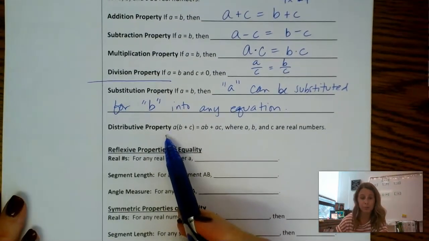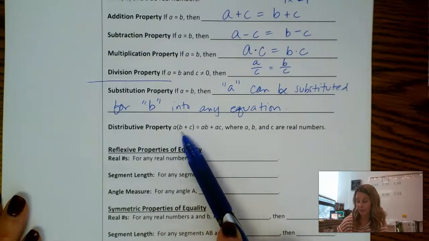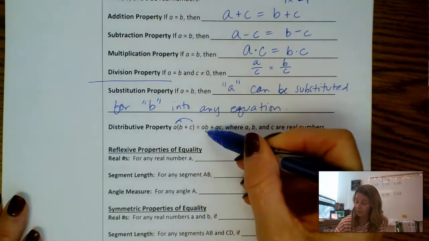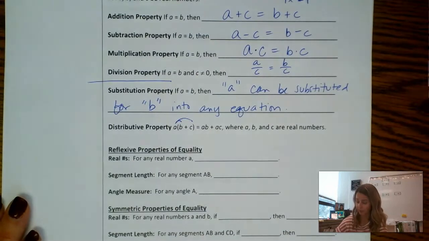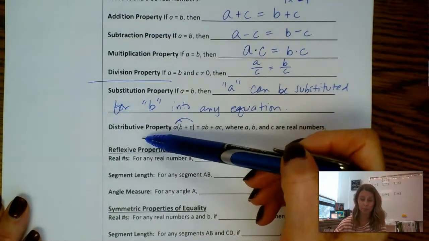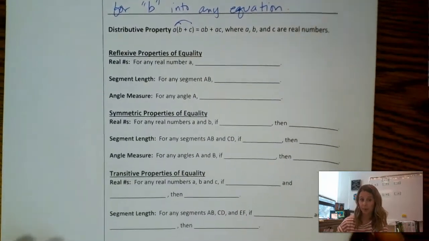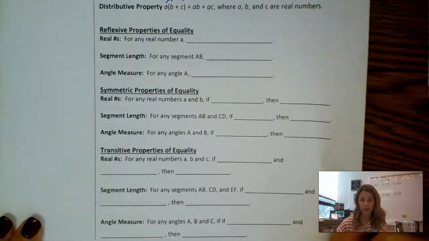And then your distributive property that you're familiar with, if A times B plus C, if that's true, then we distribute into our parentheses, so A times B plus A times C is the result. Okay, so we will use these properties quite a bit. All right, now the next few are going to be new. So I want you to just kind of see the organization here.